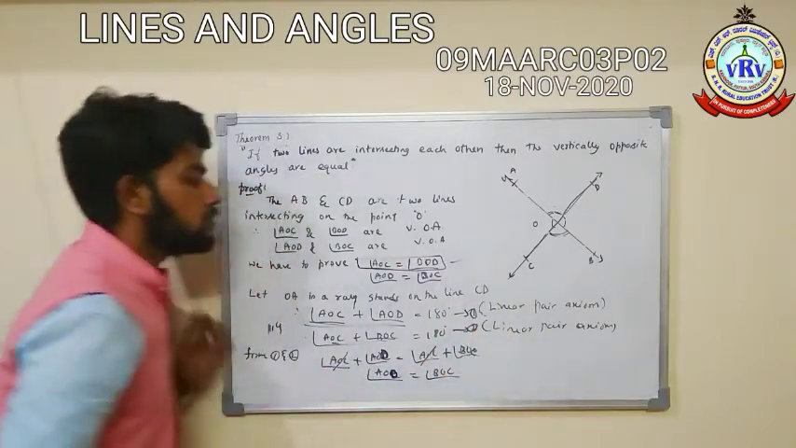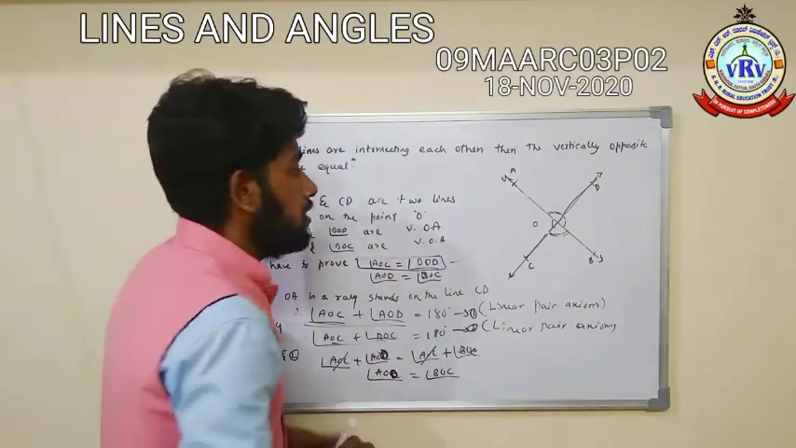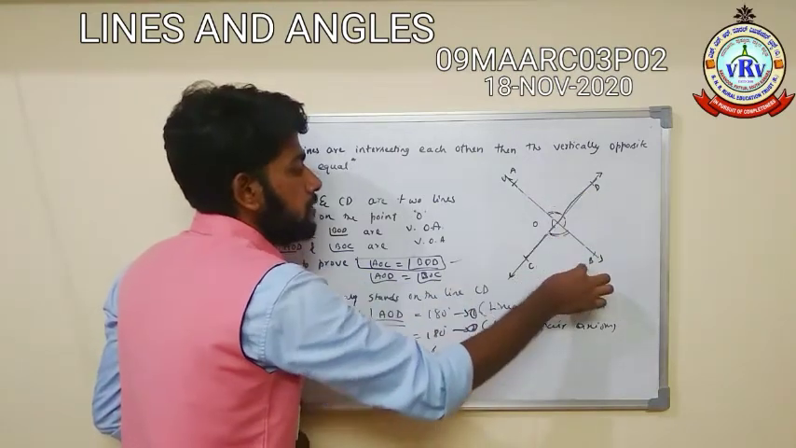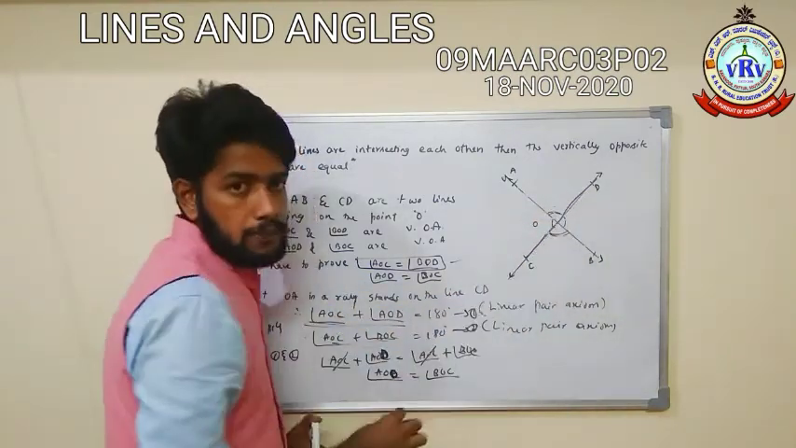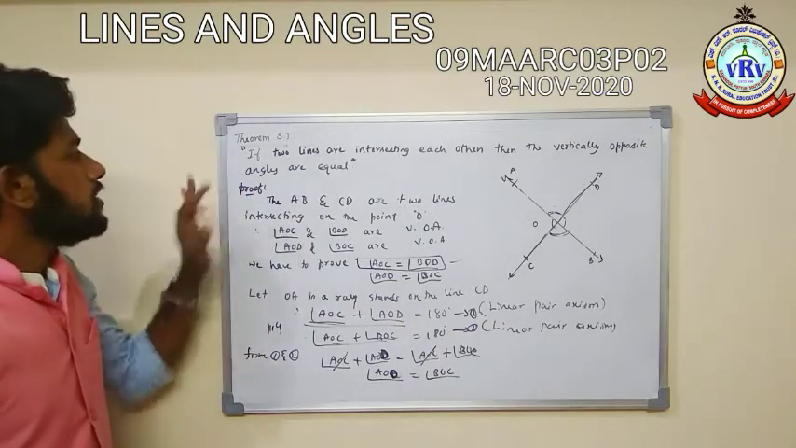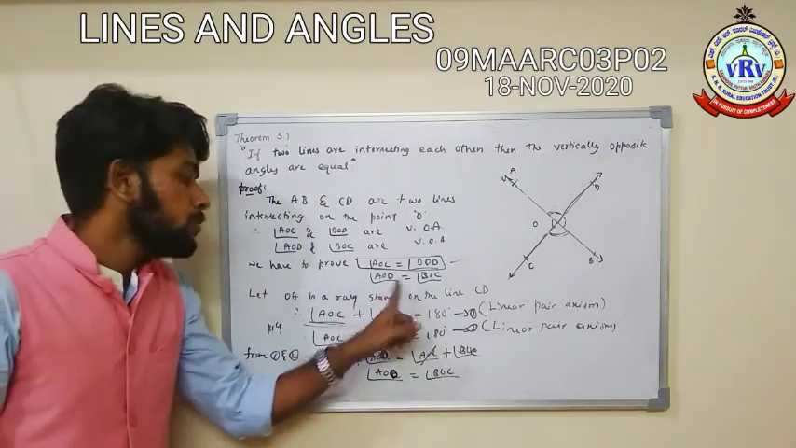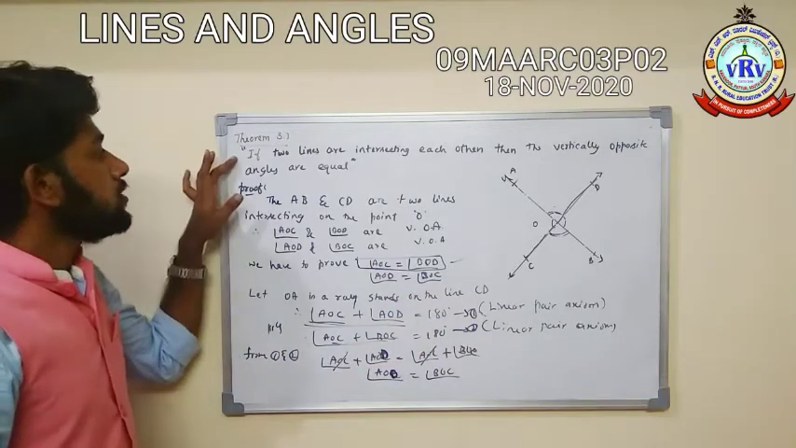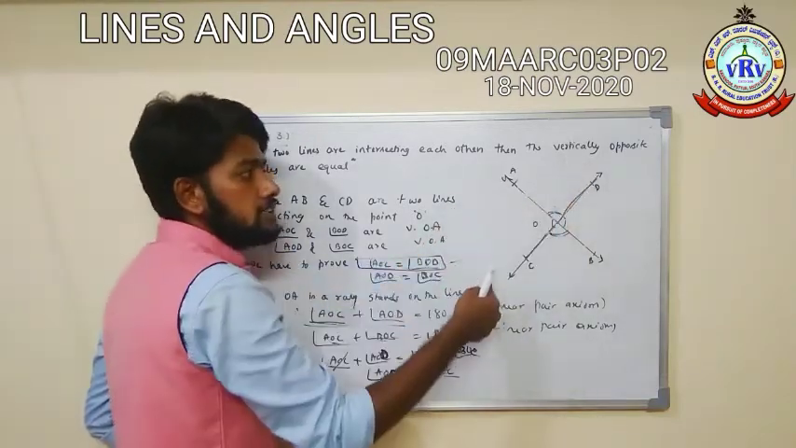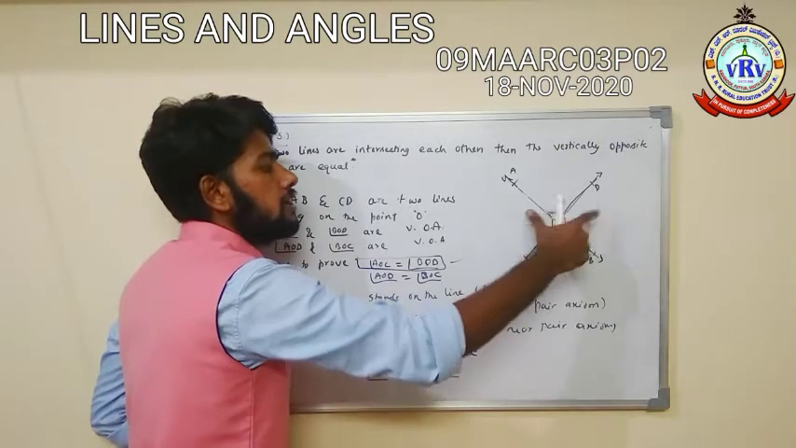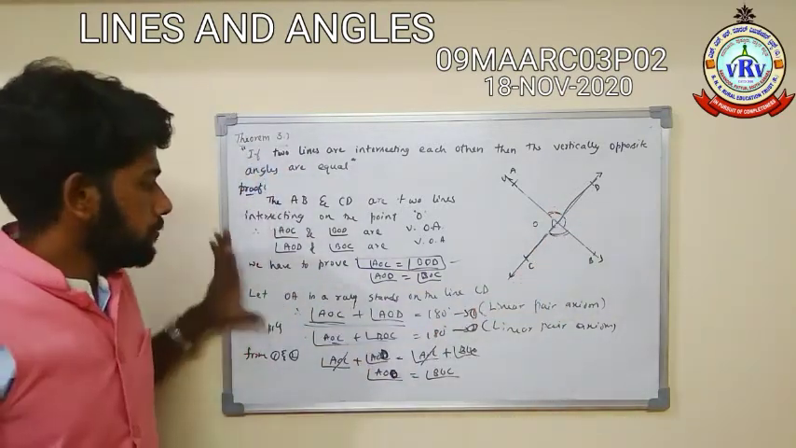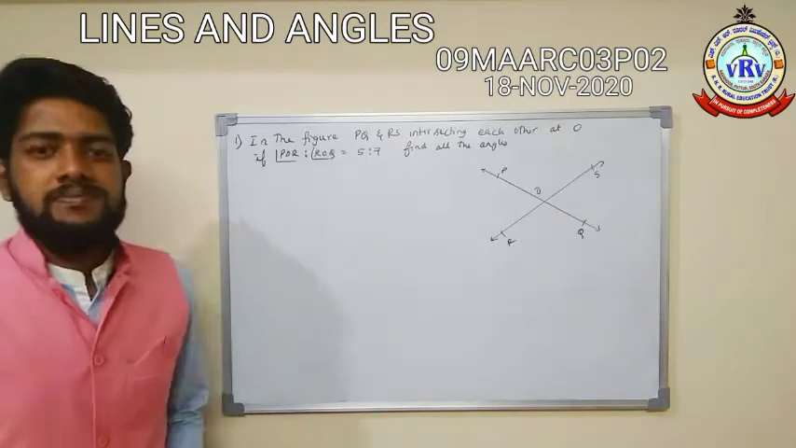AOC is equal to BOD. That is nothing but the opposite angles AOD and BOC are the same. So our statement is proved. We can also prove this expression. So if two lines are intersecting each other, then the vertically opposite angles are the same. This is the proof of this theorem.